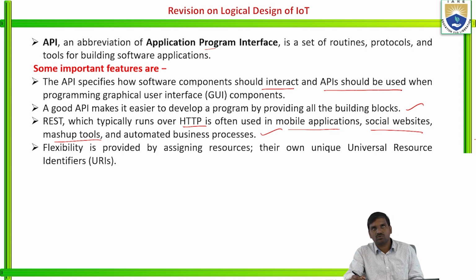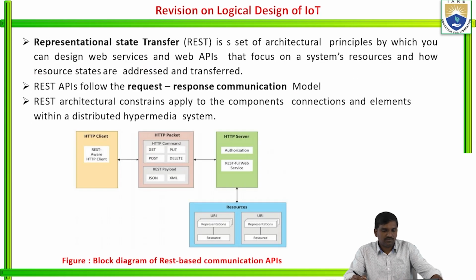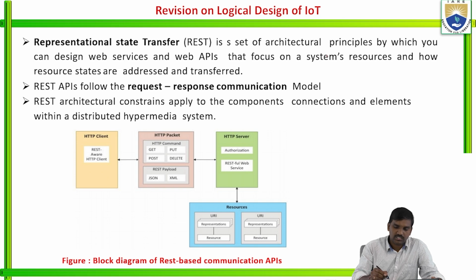So this is about some important features of the API, application programming interface. It is a set of routines, protocols, and tools for building software applications. And the first one is representational state transfer. Representational state transfer is a set of architectural principles by which you can design web services and web APIs. The focus is on the system resources and how resource states are addressed and transferred. So this is the introduction to representational state transfer.